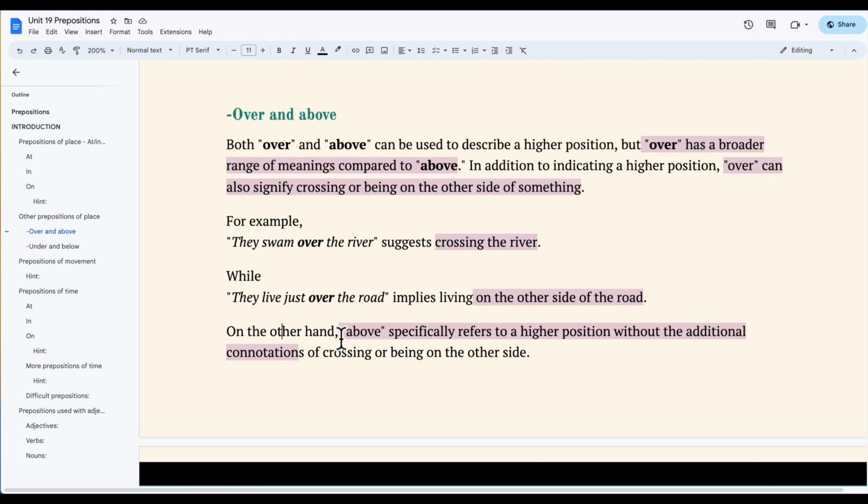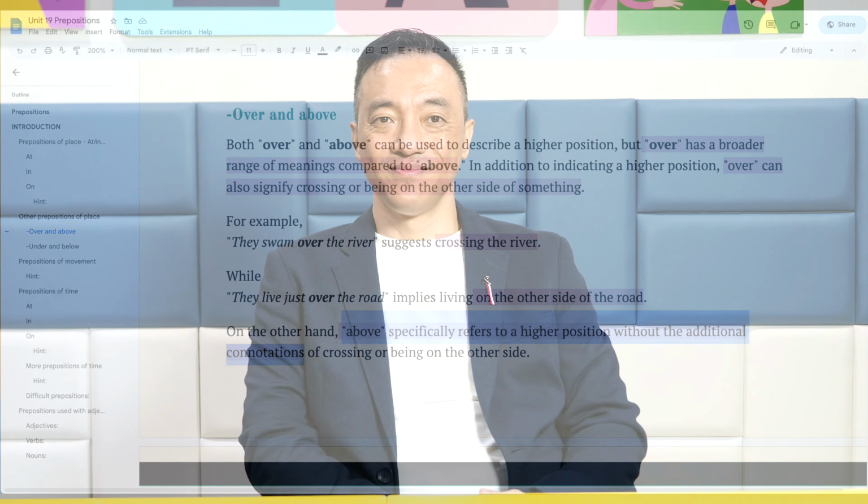On the other hand, above specifically refers to a higher position without the additional connotations of crossing or being on the other side. Then the upcoming one that we're going to talk about is under and below. Let's take a look.